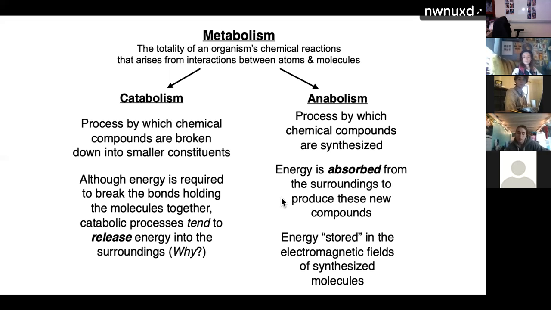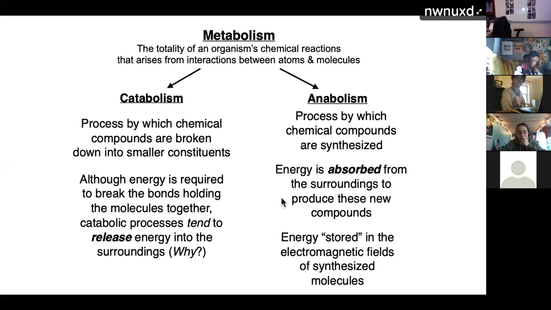If that doesn't make you comfortable right now, then just think about it bigger picture. It's new bone, new muscle, new brain cells. Those are all anabolic processes. We're building things within our bodies. But anabolic processes require energy. So metabolism has two parts, catabolism and anabolism.